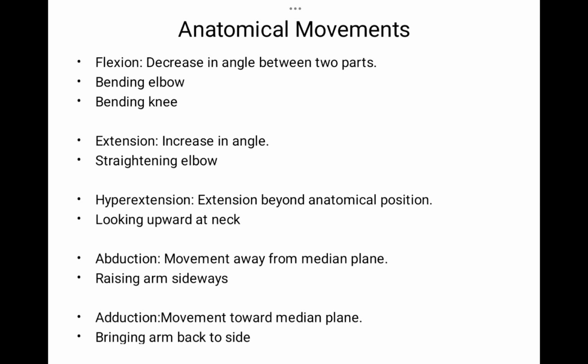Now let's look at anatomical terms of movement. We have flexion, which is a decrease in the angle between 2 parts. When you look at flexion at the elbow, you see that there is a decrease in the angle between the humerus and the bones of the forearm. While extension is an increase in the angle between 2 parts.